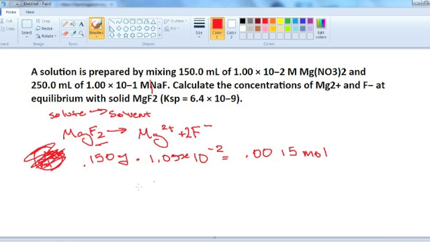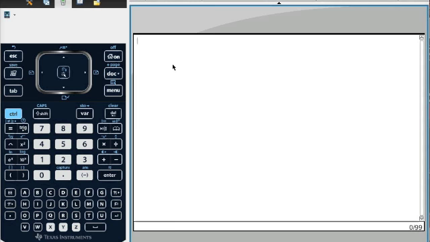And now we're going to be solving for the moles of sodium fluoride, right? 0.250 liters times the molarity.